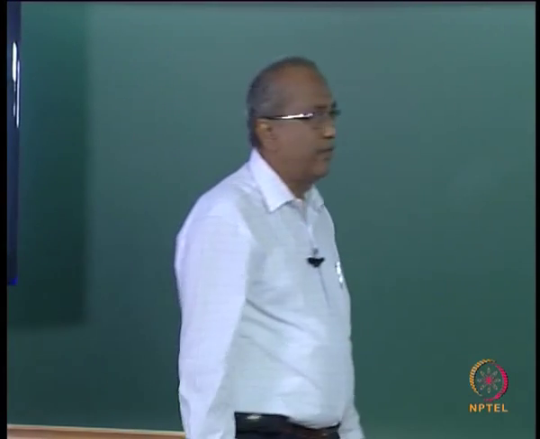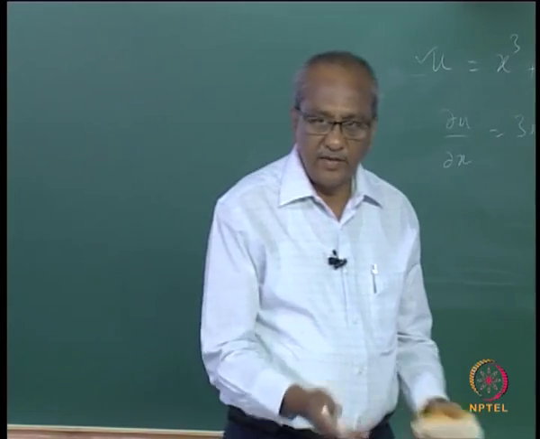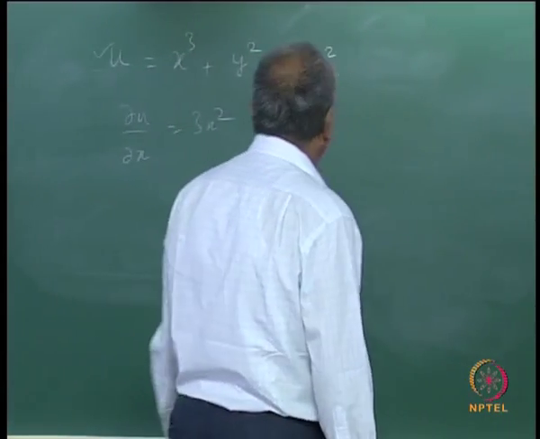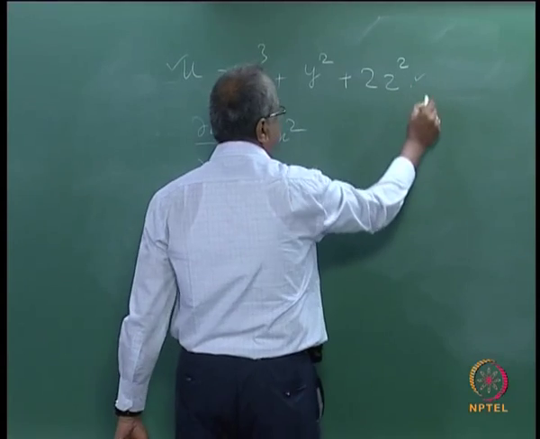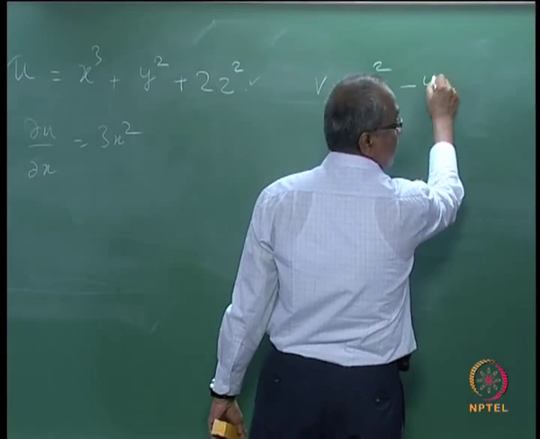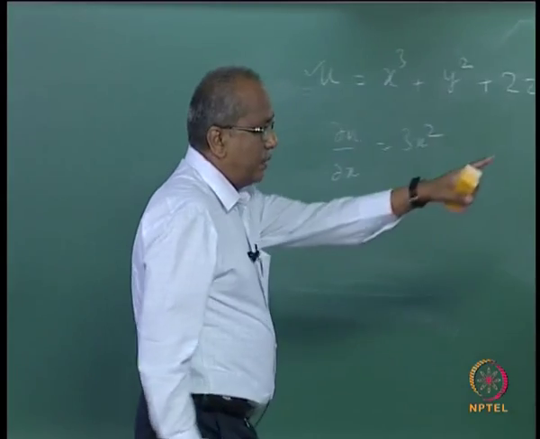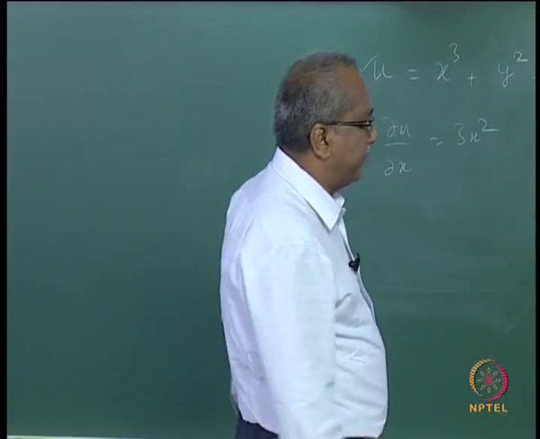It's all quite straightforward. Okay, in this problem a 3-dimensional flow is considered. So the velocity components in any of the two directions are known to us. So we need to find out the other component on the assumption that it satisfies the continuity equation. So u is given and v is also given, so there is one more problem. So first I will explain the first problem.